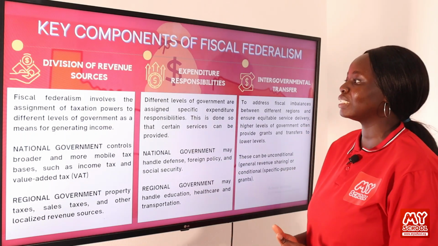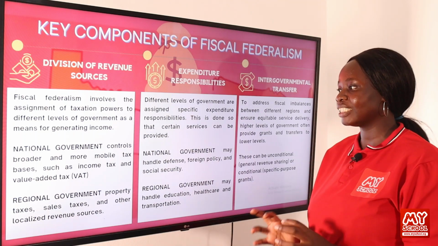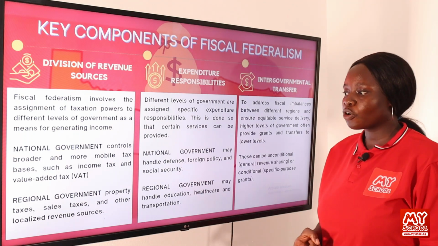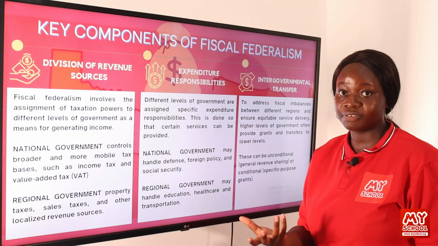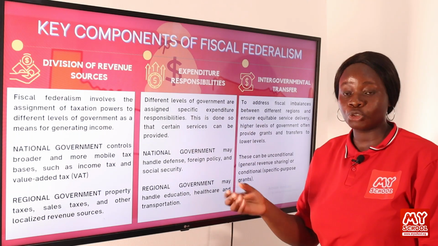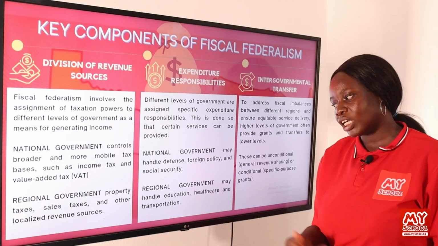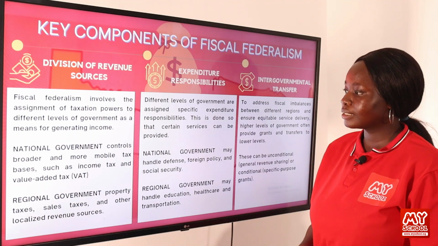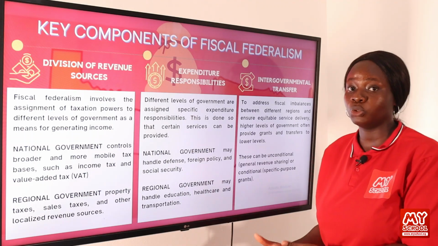Different levels of government are assigned specific expenditure responsibilities, and this is done so that certain services can be provided. The national government may handle defense, foreign policy, and social security. All of those things that we've talked about under the exclusive list are part of the responsibility of the federal government, and they need money to be able to administer those affairs. The regional government may handle education, healthcare, and transportation. Those things that we talked about under the concurrent list are under the responsibility of the regional government. They also need money in order to perform those duties.